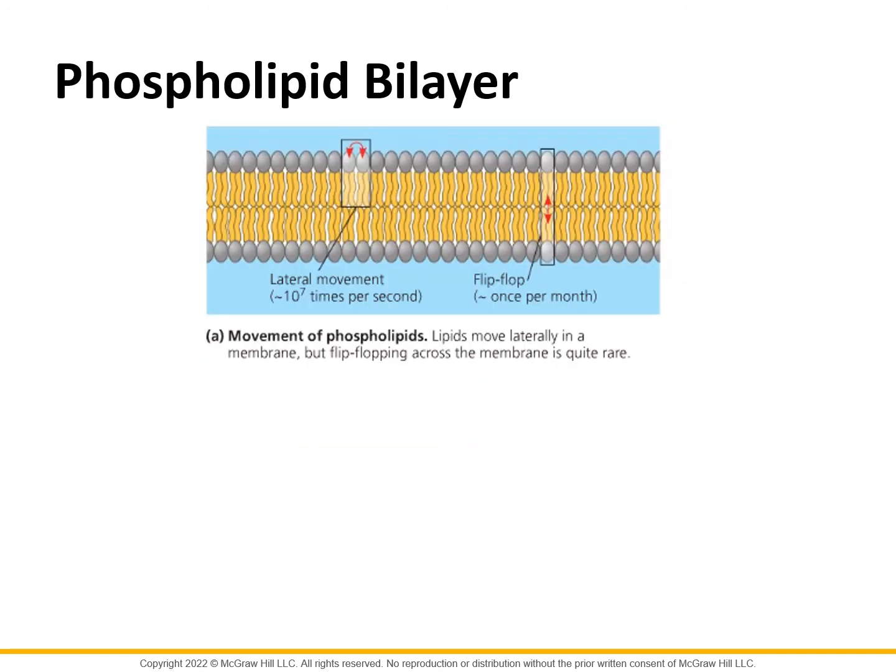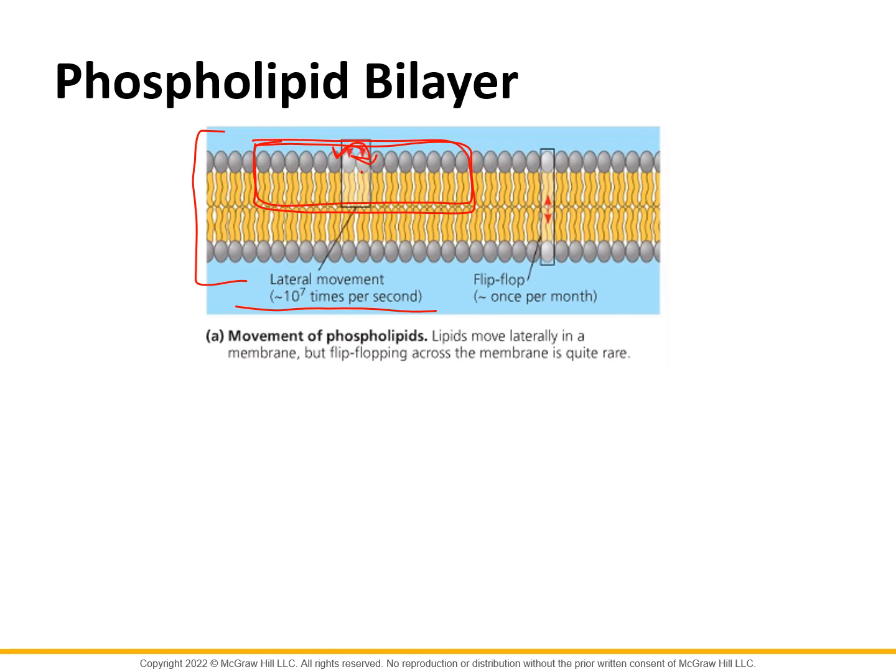Within the phospholipid bilayer, the phospholipids do have the ability to move. But the most common type of movement is lateral movement. Lateral involves the phospholipids in one of the layers. In one of the layers, these phospholipids can switch locations. They can slide around each other, they can change places, and that happens only in one particular layer.